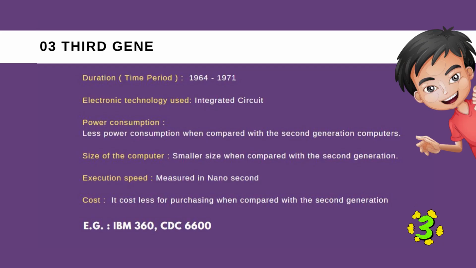Let's see third generation. Duration time period year 1964 to 1971. Electronic technology used: integrated circuit. Power consumption: less power consumption when compared with the second generation computers. Size of the computer: smaller size when compared with the second generation. Execution speed measured in nanosecond. Cost: it costs less for purchasing when compared with the second generation. Example: IBM 360, CDC 6600.